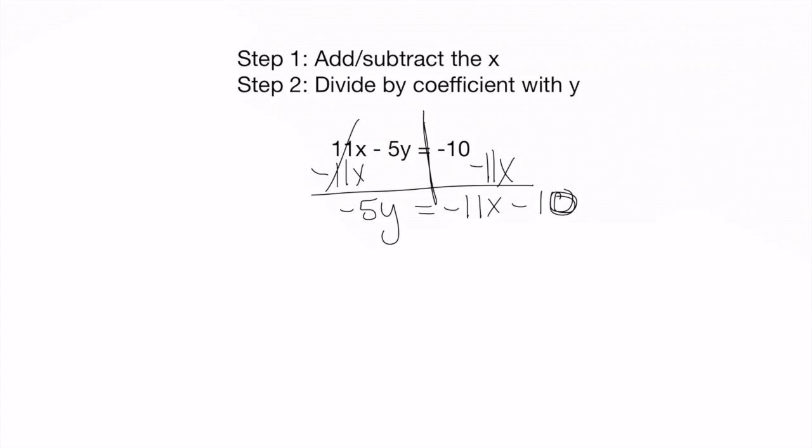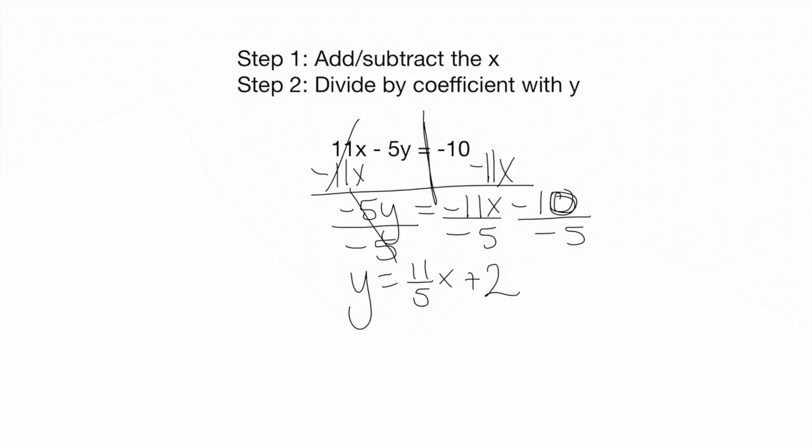And then step 2 is to divide by the coefficient with y. So the coefficient with y is -5. So we divide each of these by -5. So we will have y equals -11x divided by -5 will give us 11 over 5x, because a negative divided by a negative is a positive, and 11 over 5 does not reduce. Then we have -10 divided by -5. If we put that into our calculator, we would get +2. So this is what it would be in our slope-intercept form, from standard to slope-intercept.